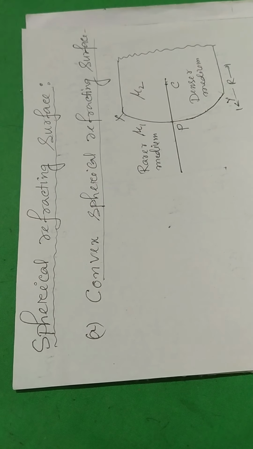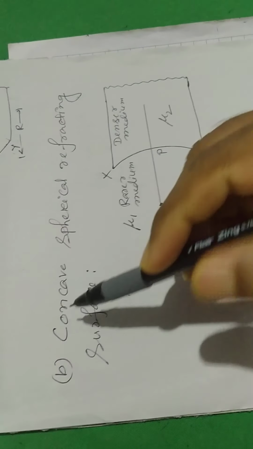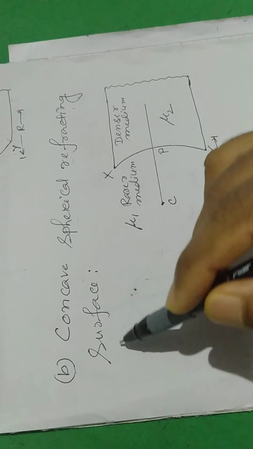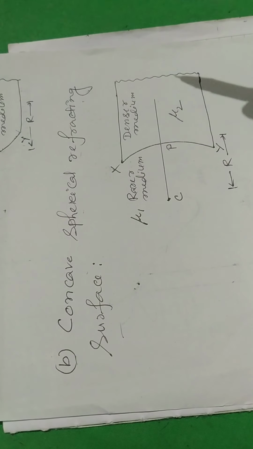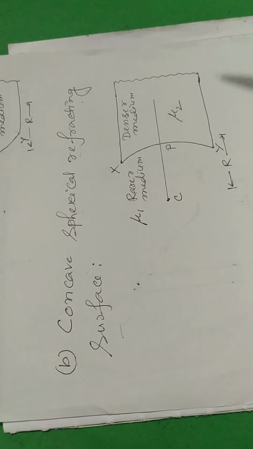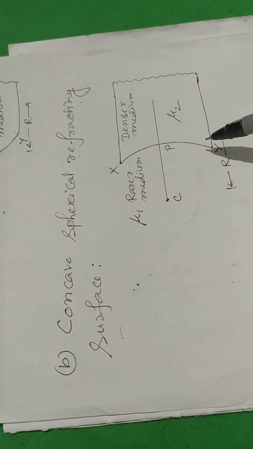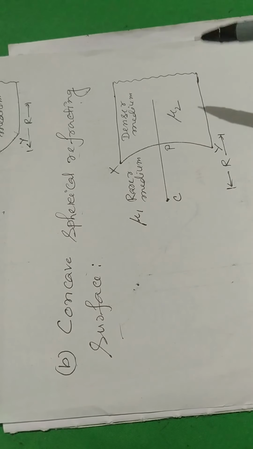And another type of spherical refracting surface, number 2, concave spherical refracting surface. What is concave spherical refracting surface? The spherical refracting surface concave towards the rarer medium is called concave spherical refracting surface.